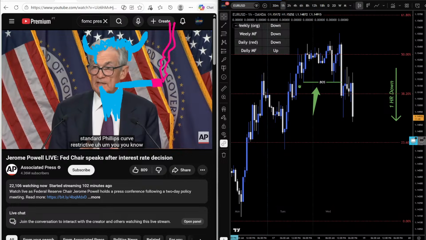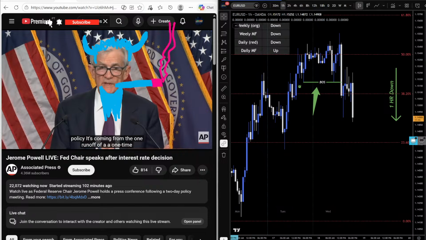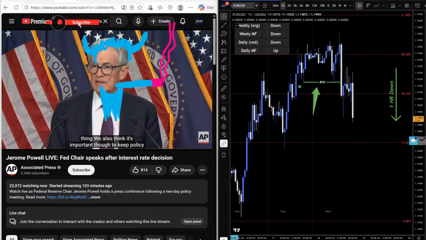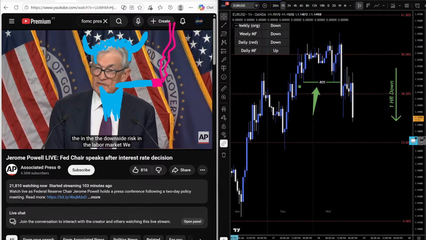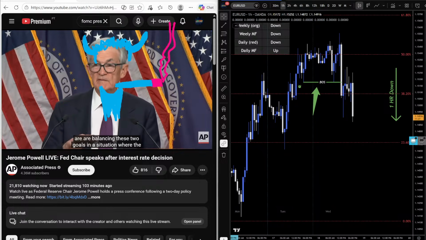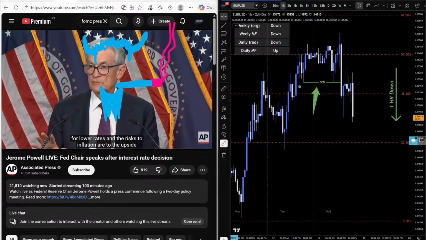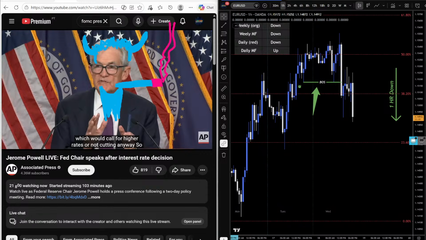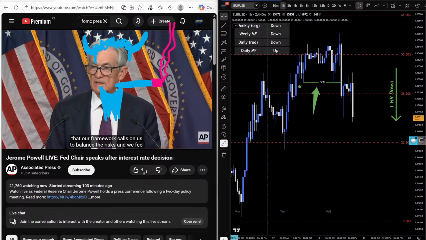We also think it's important, though, to keep policy either mildly restrictive or close to that, but not too restrictive because of the weakness and the downside risk in the labor market. We are balancing these two goals in a situation where the risks to the labor market are to the downside, which would call for lower rates, and the risks to inflation are to the upside, which would call for higher rates, or not cutting anyway. So we're in a difficult situation, and we feel like our framework calls on us to balance the risks, and we feel like where we are now, which is kind of on the higher borderline of restrictive versus not restrictive, that's the right place to be.